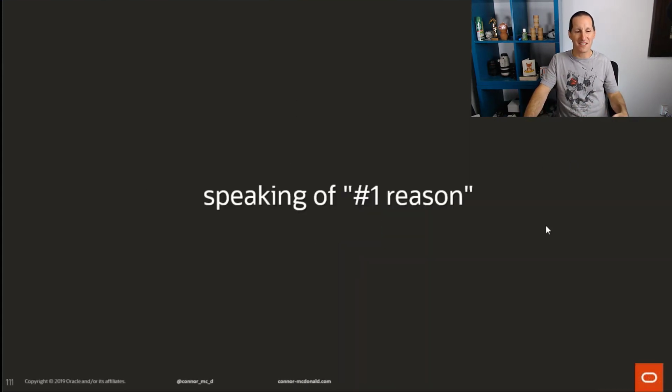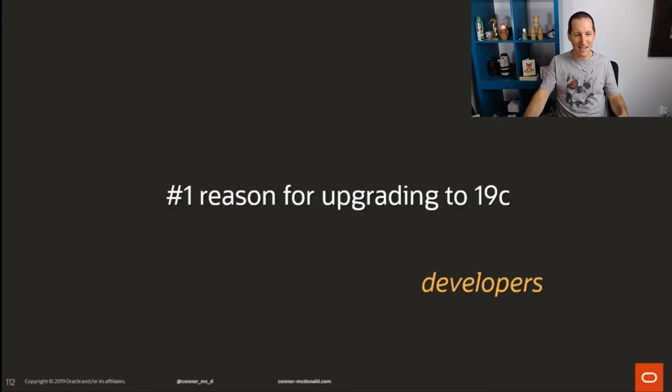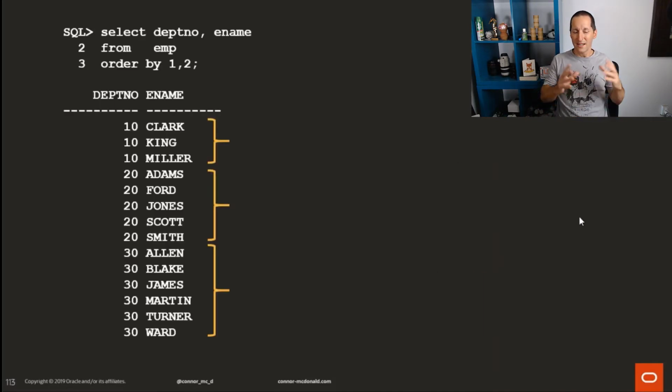Number 5. Speaking of number 1 reasons, I've just spoken about number 1 reasons for DBAs, so let's throw a bit of love to the developers on the call. Here's one of the reasons I think you'll love moving to 19C. A really common requirement as a developer is taking information as it's stored in the database, which is typically in rows, obviously, and rendering it in some other format.